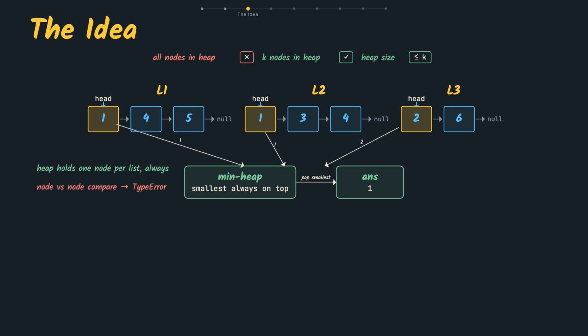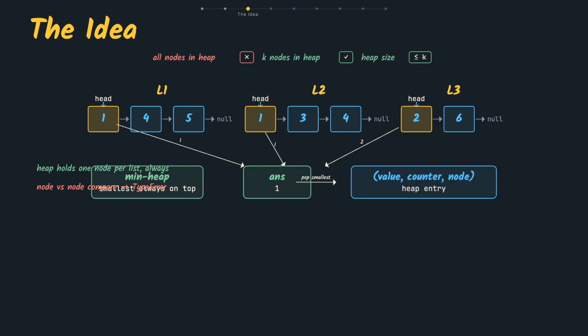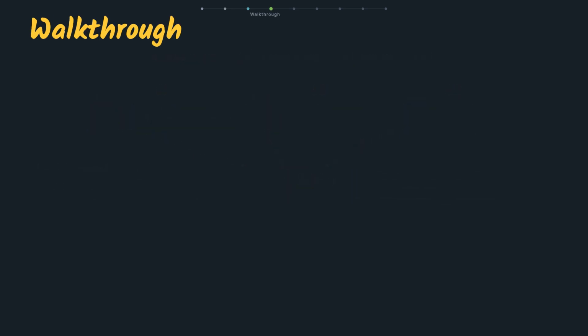But wait, how does the heap compare 2 linked list nodes? It can't, really. On a tie it tries and Python throws an error. So we store a little bundle. The value first for ordering, then a unique counter to break ties, then the node itself. The rule is simple. Compare by value, and when values tie fall back to the counter, the node never gets compared. Let's trace it for real.